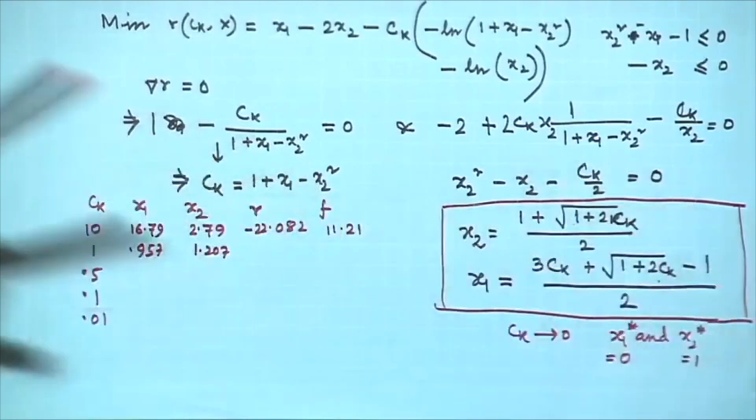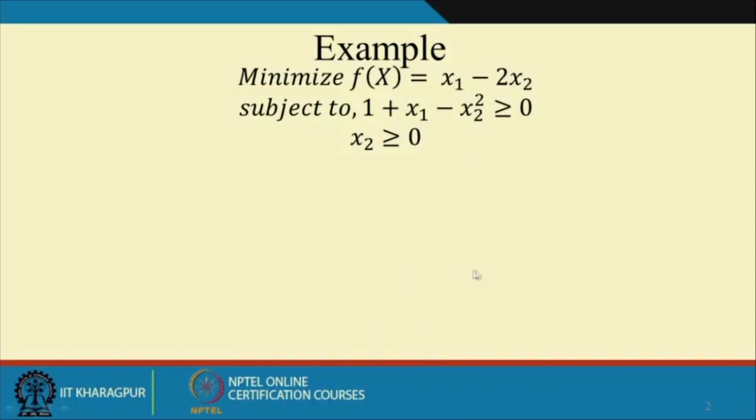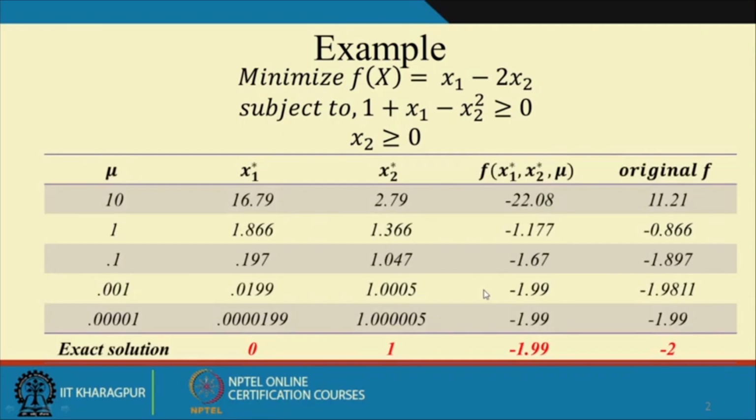If I summarize everything here, then we get the values as this. For different values of mu, we can see that this is converging: x1 is converging to 0, x2 is converging to 1, and the r value is converging to minus 2, and the f value is converging to minus 2.